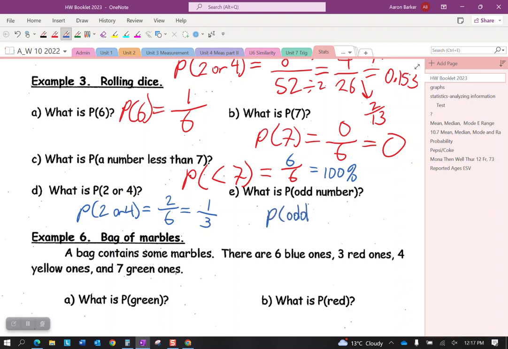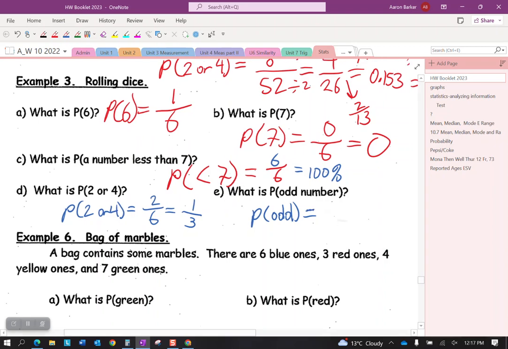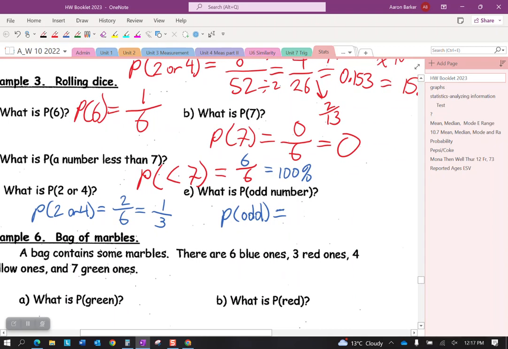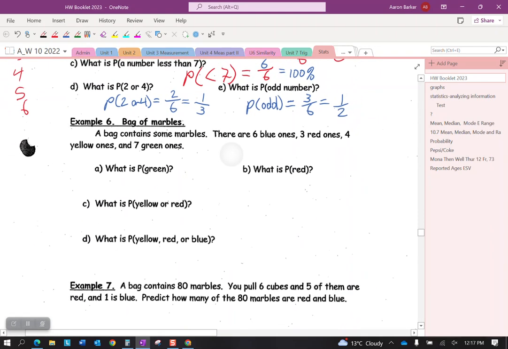What's the probability of being odd? With Benson, that's 100%. What about our dice? That's why I like you, Chase. You're listening. Okay, so it's a 1, a 3, and a 5. How many favorable outcomes? 3. Lowest terms? 1 over 2. Okay. Okay, almost done here.